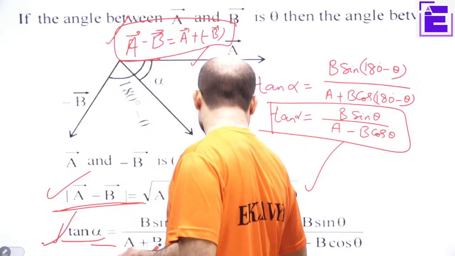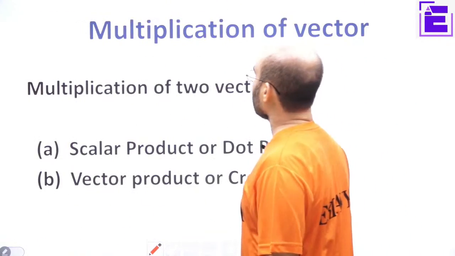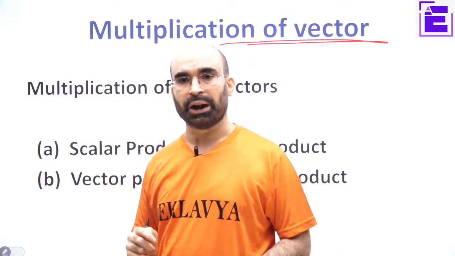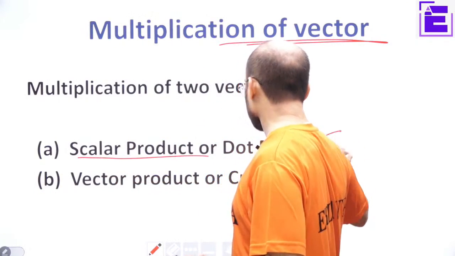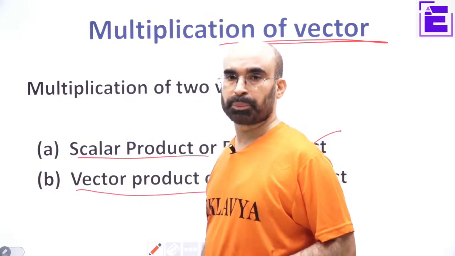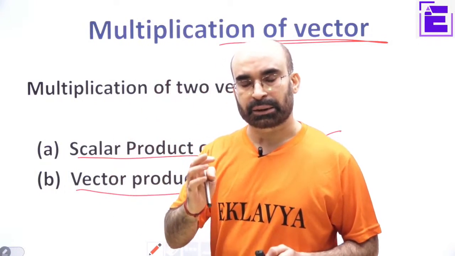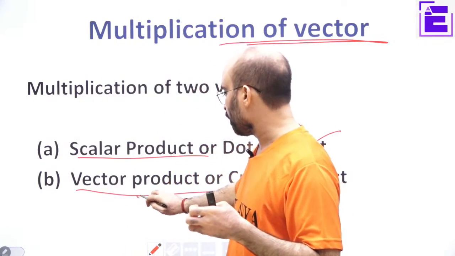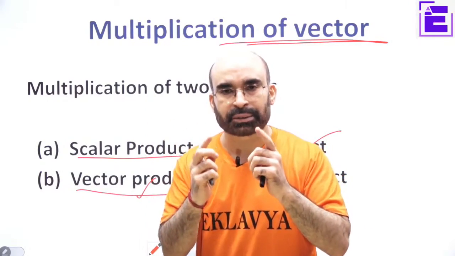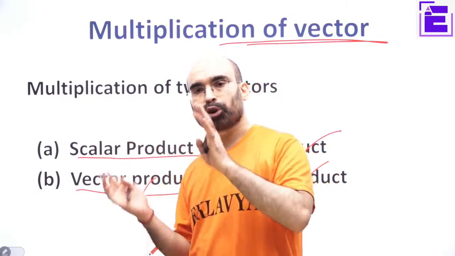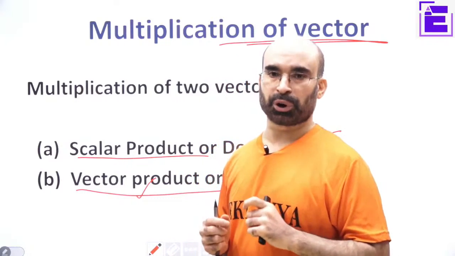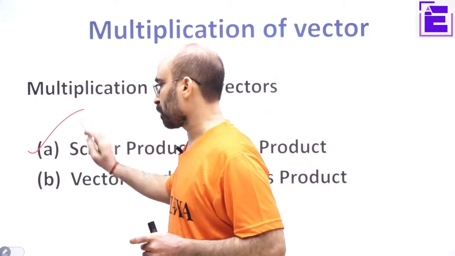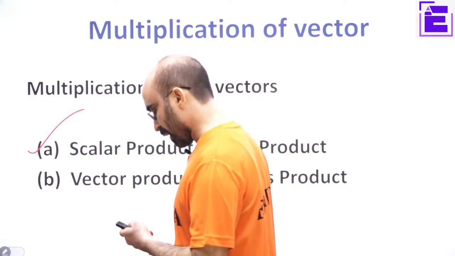Now, let us move on to the next topic, that is dot product. Multiplication of vectors. There are two types of vector multiplication. One is scalar product or dot product. Another is vector product or cross product. When you multiply two vectors and get another vector, then this is vector product. When you multiply two vectors and get one scalar, then that is dot product or scalar product. Understood? So now, first of all, we will understand the scalar product or dot product, right? So just have a look.